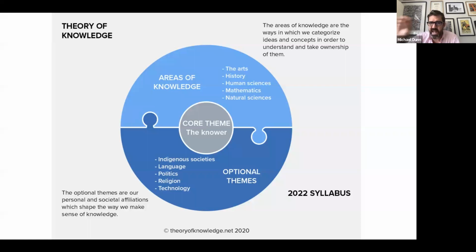So we look at the areas of knowledge, but we are looking through the lens of the optional themes. They affect the way we look at the world and judge those 5 areas of knowledge. And I think those 2 things combined help to form us as knowers. So in the center of the diagram, we've got the core theme, which is called knowledge and the knower.